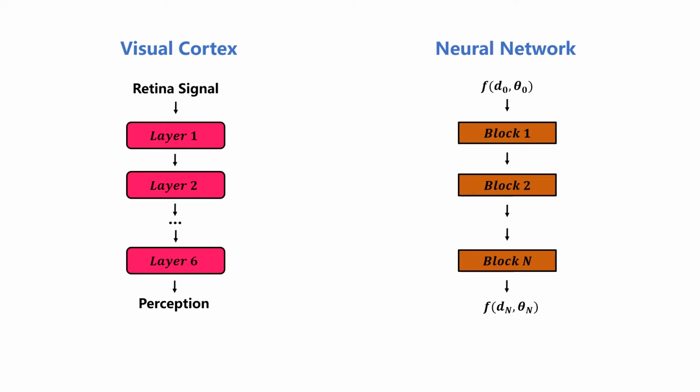Biological researchers have revealed that visual cortex and neural network share an important feature. They both have a multi-layer structure and extract hierarchical information from the input signal. Therefore, it is possible for us to simulate the cortex with a fine-tuning neural network.